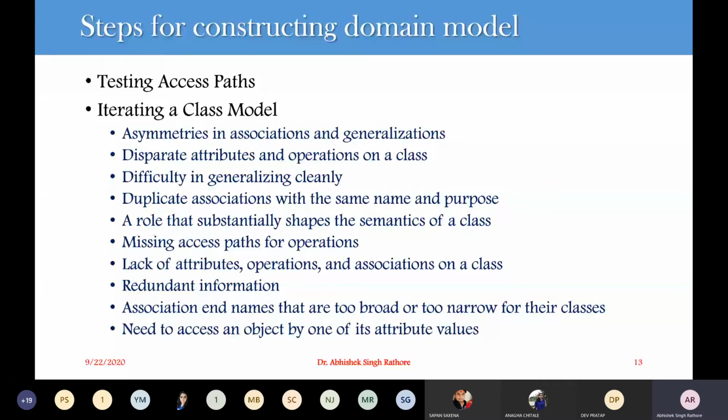Then we have another symptom: disparate attributes and operations on classes. What we can do is split our classes so that each part is coherent. We are trying to make our classes coherent, and these classes should be semantically related, where these attributes and properties should have some common meaning for all those cases.